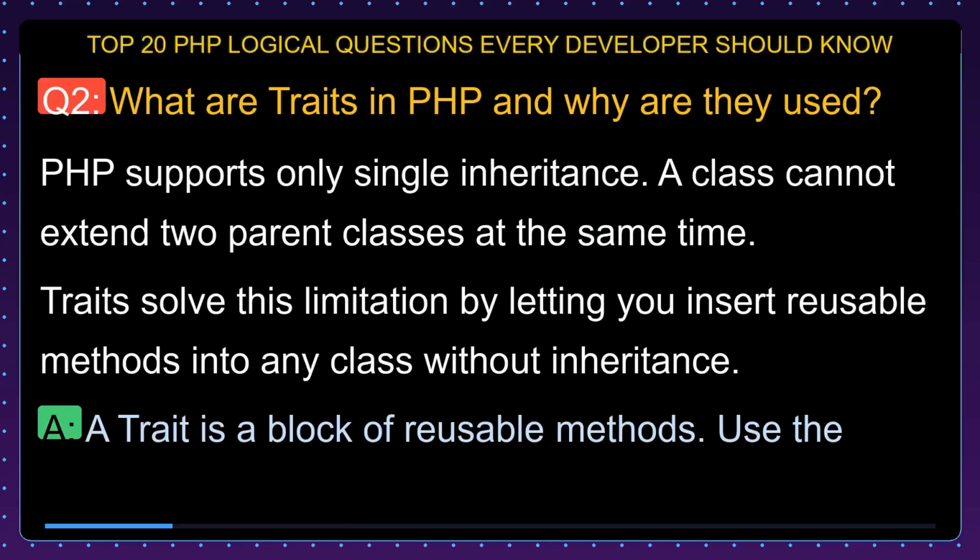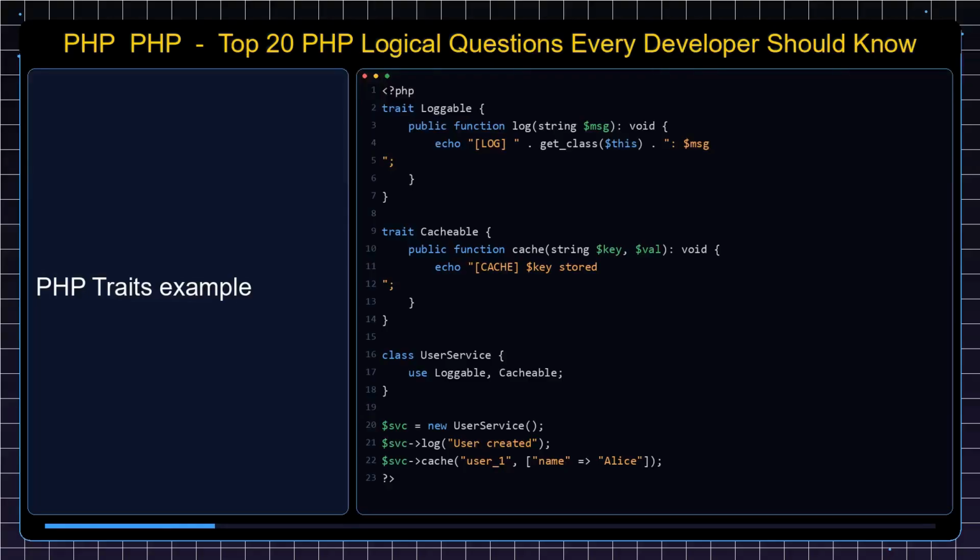Q2. What are traits in PHP and why are they used? PHP supports only single inheritance. A class cannot extend two parent classes at the same time. Traits solve this limitation by letting you insert reusable methods into any class without inheritance. A trait is a block of reusable methods. Use the keyword use inside a class to apply one or more traits. PHP traits example.